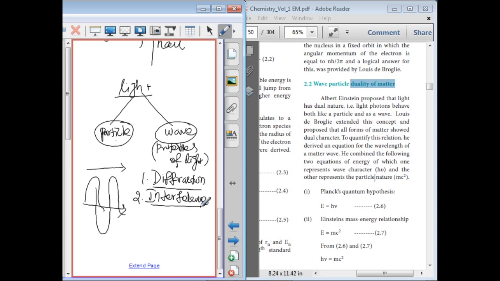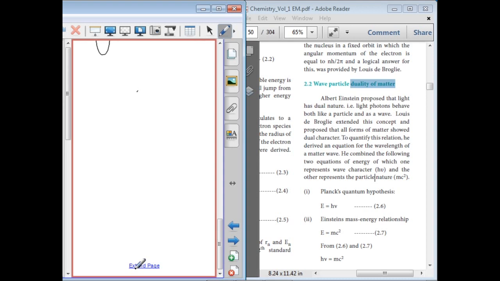What is diffraction? Diffraction means bending of a wave around the corner of an obstacle. What is interference? The combining of two or more electromagnetic waveforms to a resultant wave in which the displacement is either reinforced or cancelled.